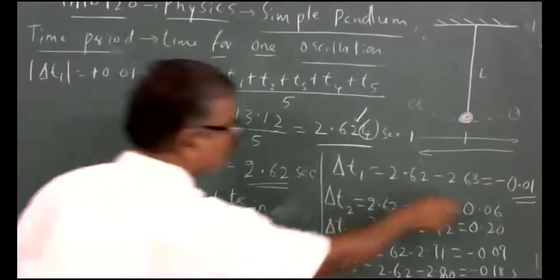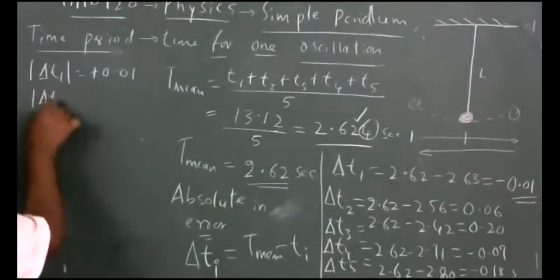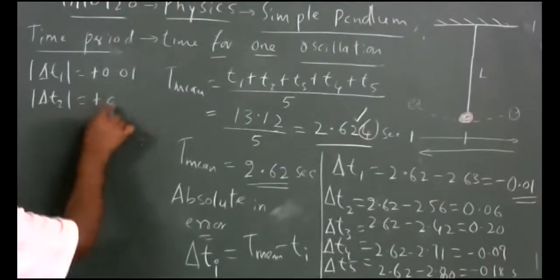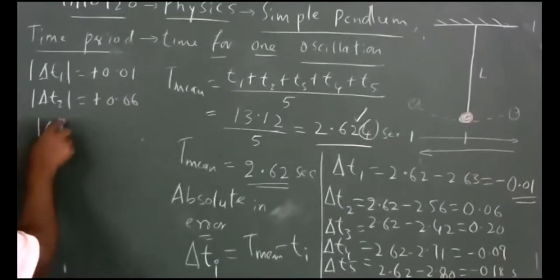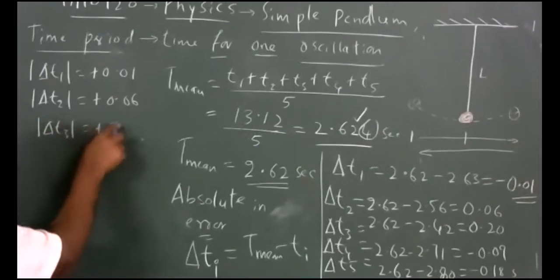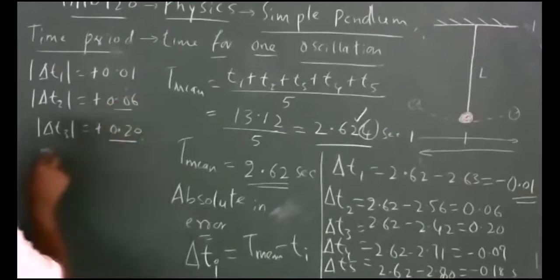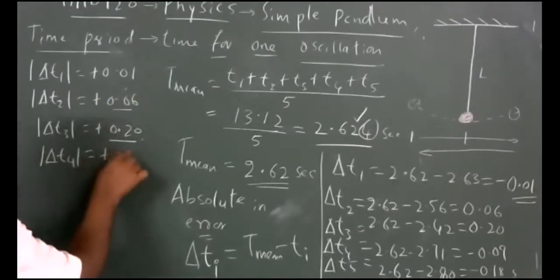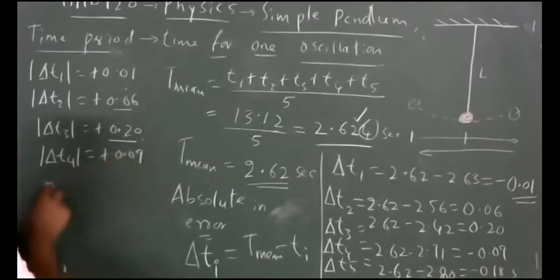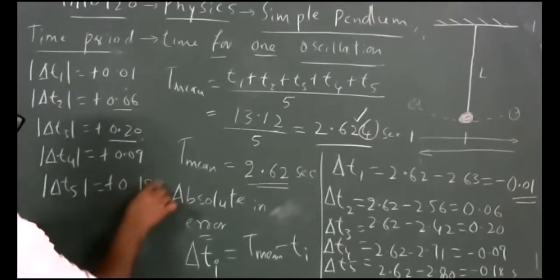Similarly, when I do all this, everyone becomes plus. So similarly, mod delta T2 is going to be plus 0.06 second. The next, mod of delta T3, is going to be plus 0.20. Similarly, mod of delta T4 is going to be plus 0.09. So finally, the last one, mod of T5, is plus 0.18 second.